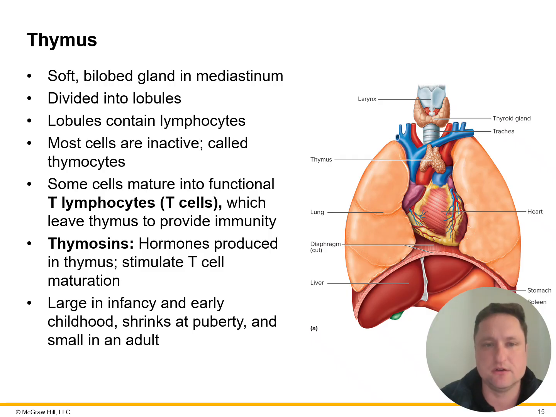A subset matures into functional T lymphocytes, so these are T cells, through a tightly regulated process that selects for cells able to recognize foreign antigens without attacking itself. The thymus here produces thymosins, which are hormones that promote T cell maturation. Mature T cells then leave the thymus to populate peripheral tissue and organs where they orchestrate cell-mediated immunity. So this is identifying infected or abnormal host cells.